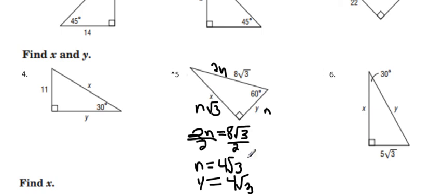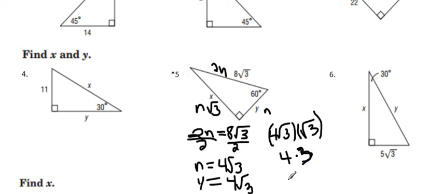Okay, so now all we have to do is substitute in what we know for this n here. So we have 4 square root of 3, but don't forget that's times the square root of 3 that's part of this amount. So there's 2 square roots of 3. We can pull them out from underneath the square root symbol and it becomes 12. So my x equals 12.